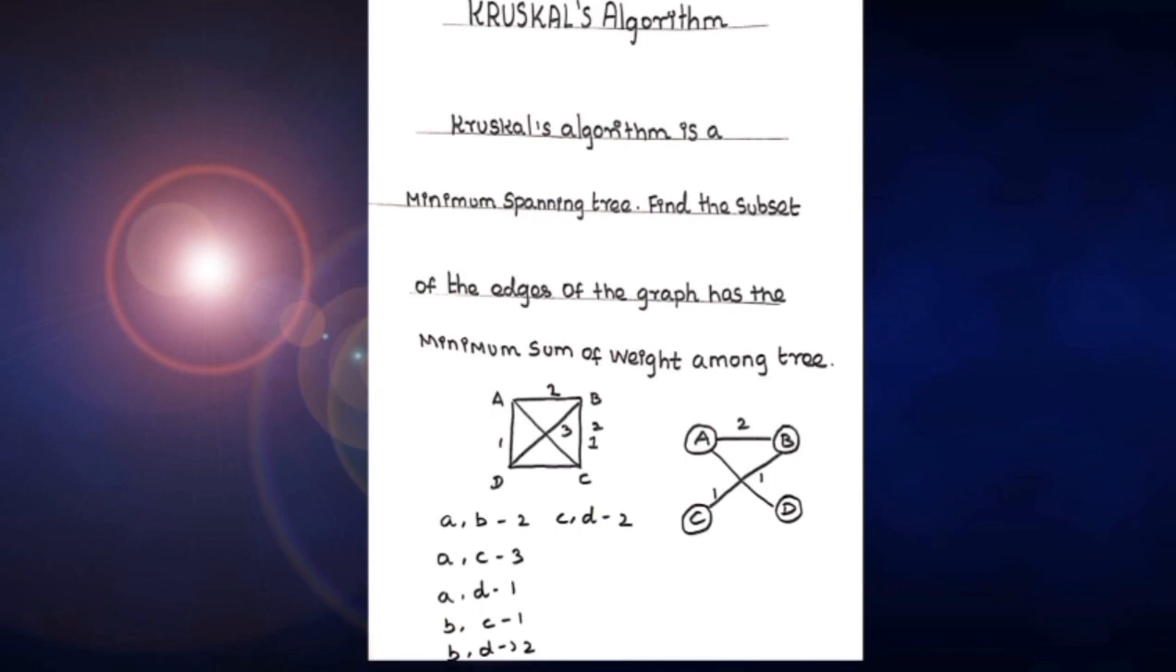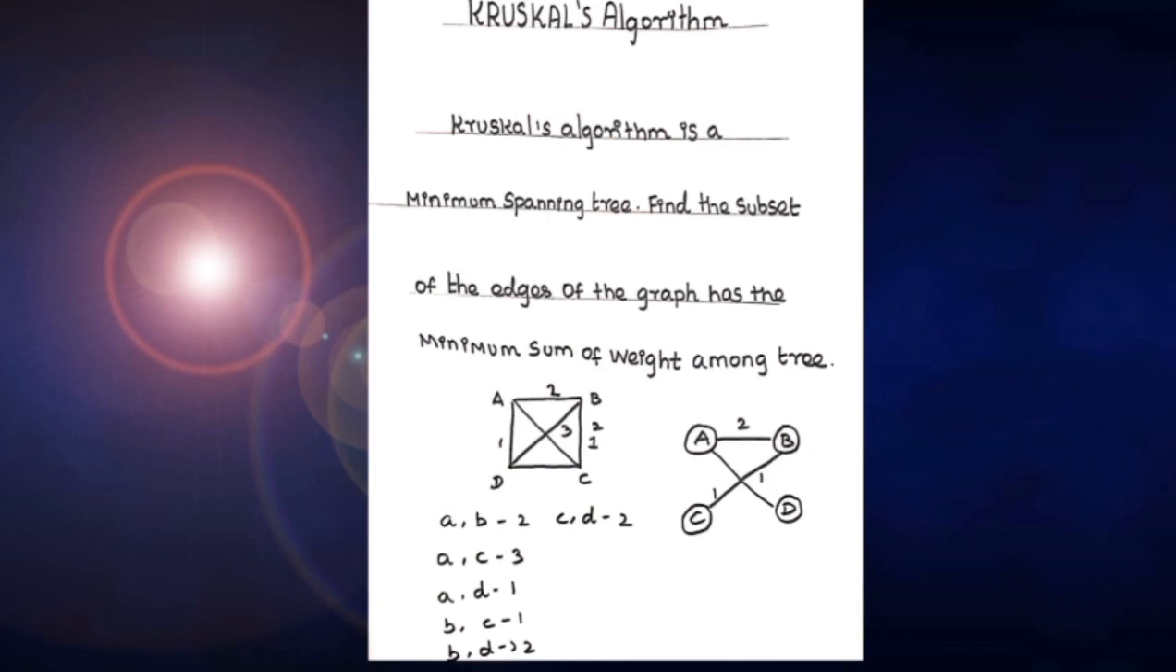Kruskal's algorithm is a minimum spanning tree algorithm that takes a graph as input and finds the subset of the edges of that graph which form a tree that includes every vertex and has the minimum sum of weight among all the trees that can be formed from the graph.